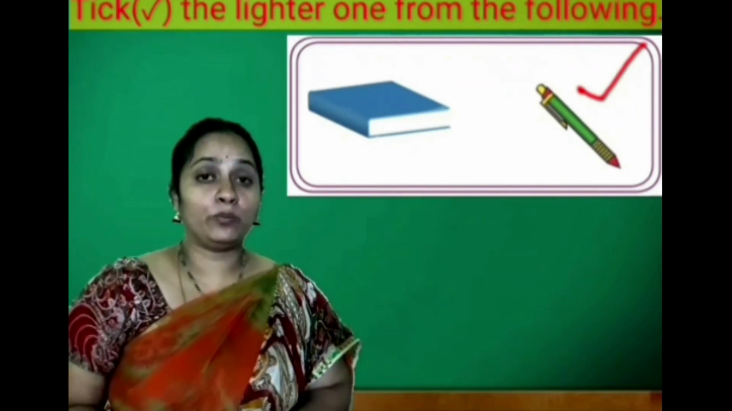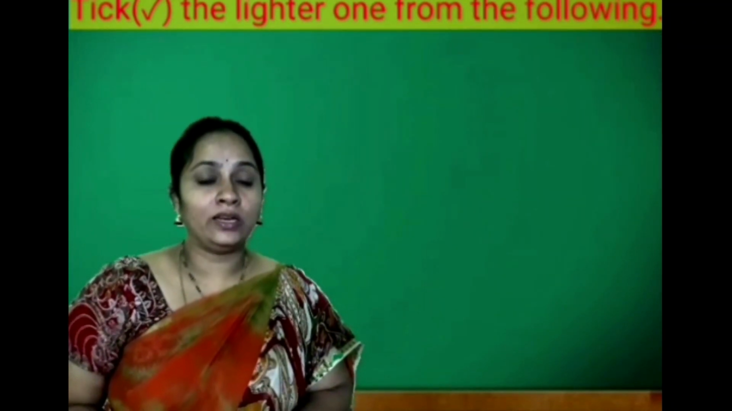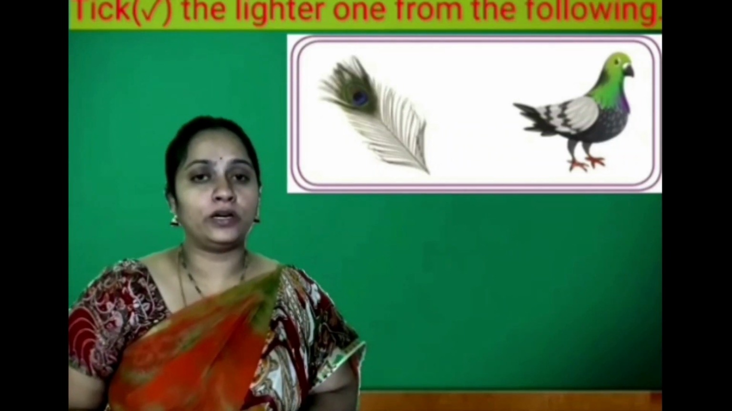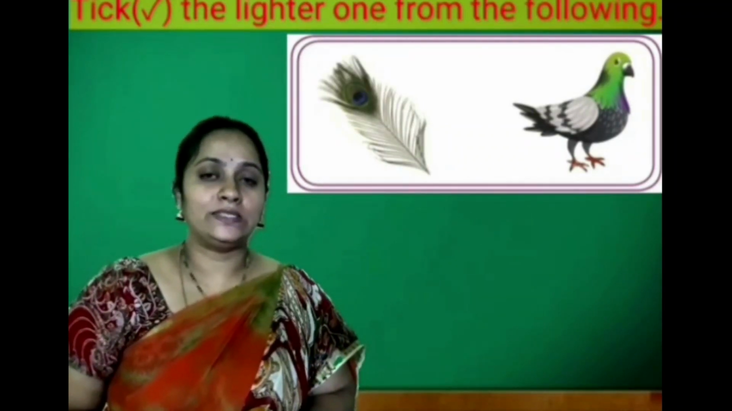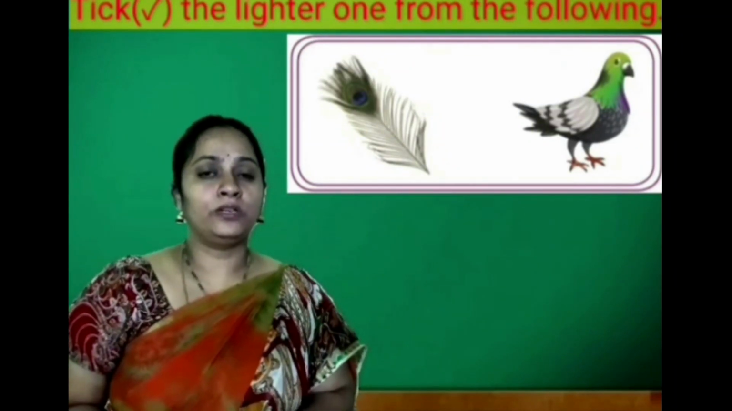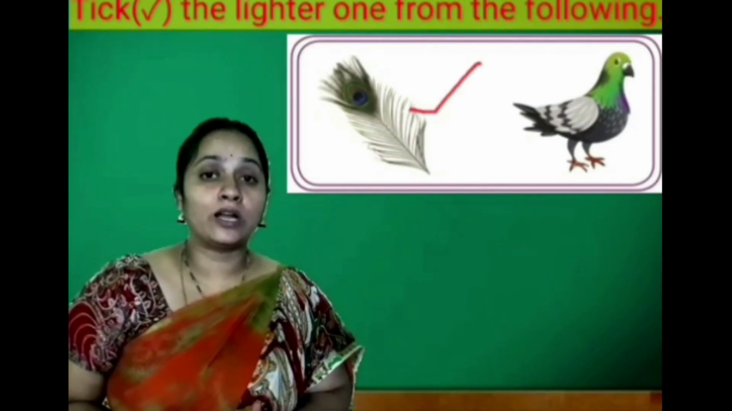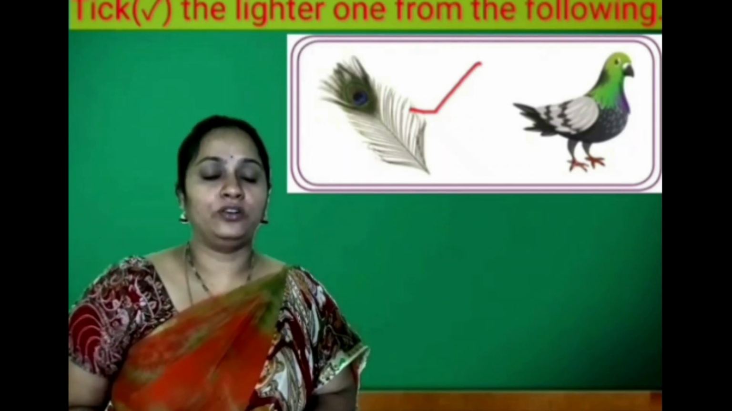Now coming to the second box. There they have given a feather and a bird. In these two objects, which one is lighter? Yes, the feather is lighter than the bird. So we have to put a right mark upon the feather. Very good. Now coming to the eighth one.